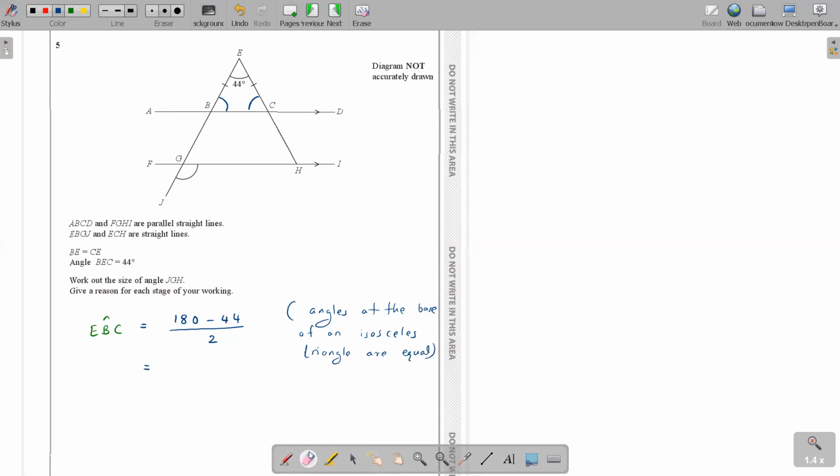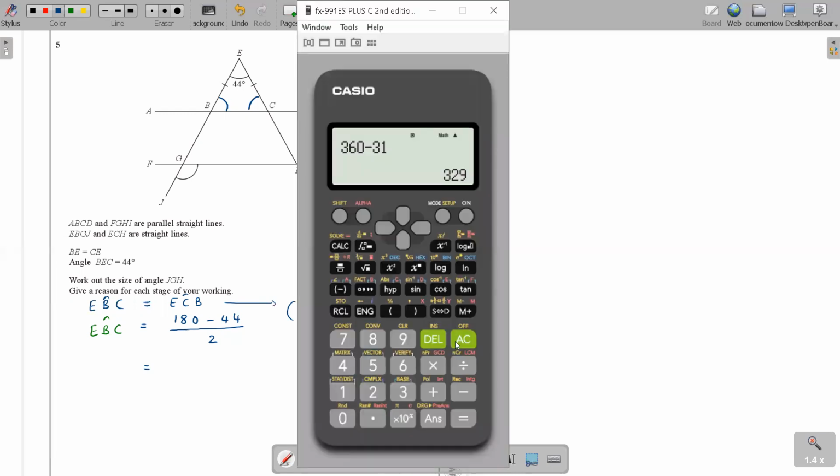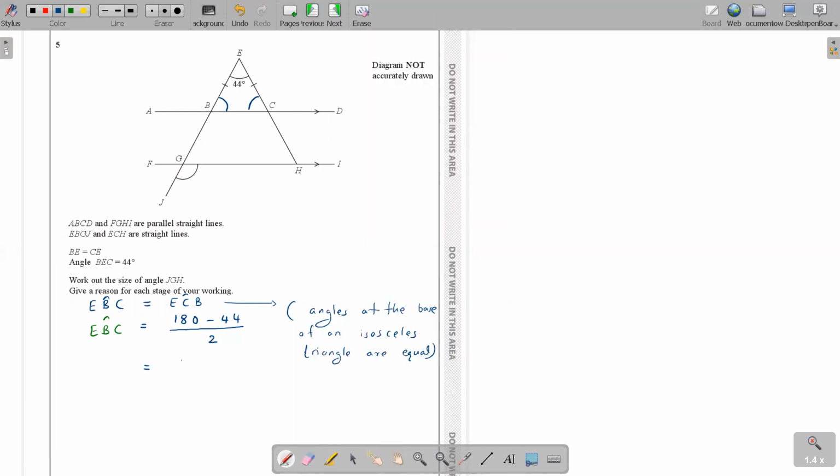At this point you could mention that angle EBC is equal to angle ECB, and the reason for that is angles at the base of an isosceles triangle are equal. And then you can find EBC. That gives you 180 minus 44 divided by 2, which gives the answer 68. So EBC is 68. You mark that as 68.